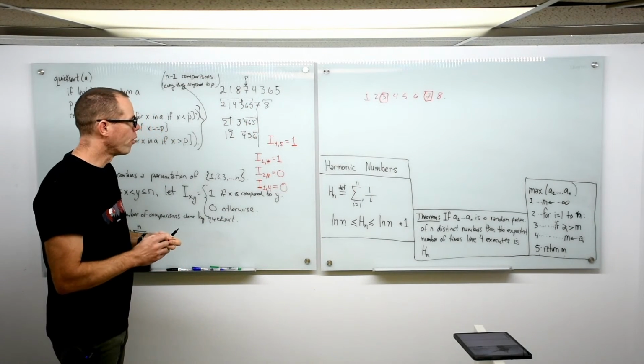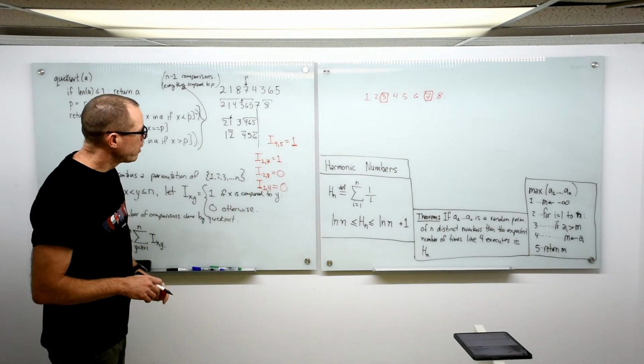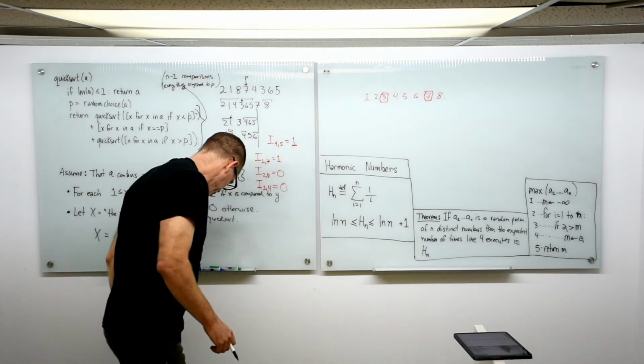But if we look at 4 and 5, for example, which is what we did here, well, the same thing happens. We picked 7. 4 and 5 were both on the same side.